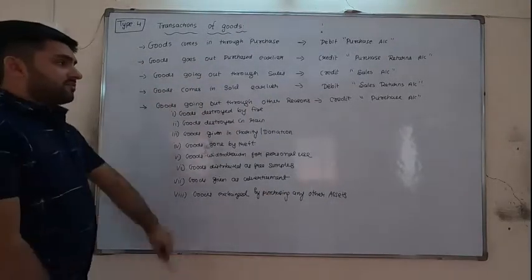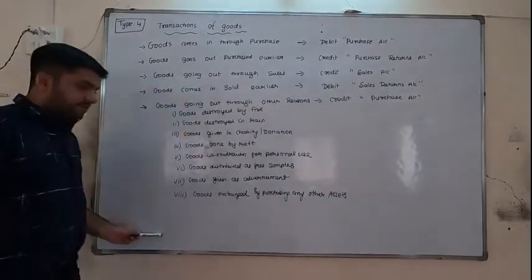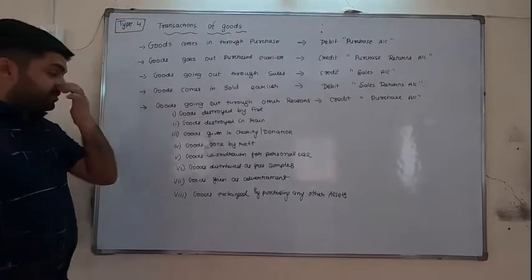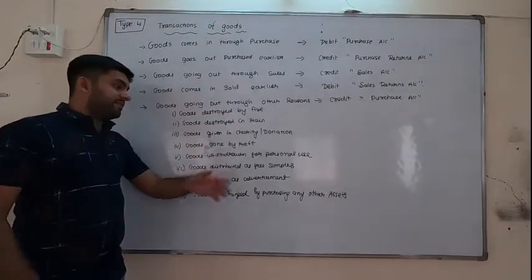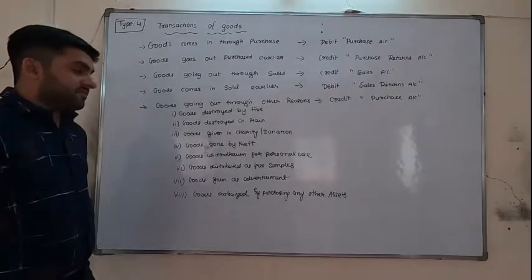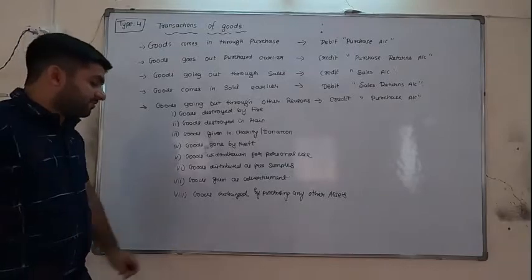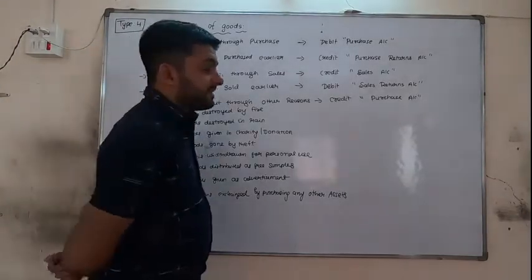So when the goods are going out through other reasons, that is called outward of goods. These are the cases: destroyed by fire, destroyed in rain, always credit purchase account for that. Given in charity or donation, gone by theft, withdrawn for personal use, distributed as free sample, given as advertisement. Now this is new for us. We are exchanging the goods for purchasing an asset.